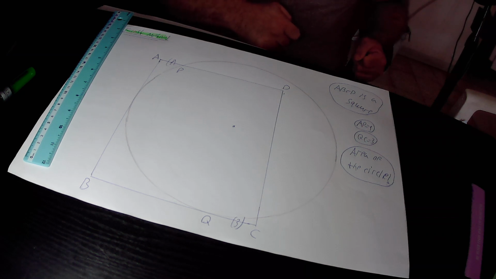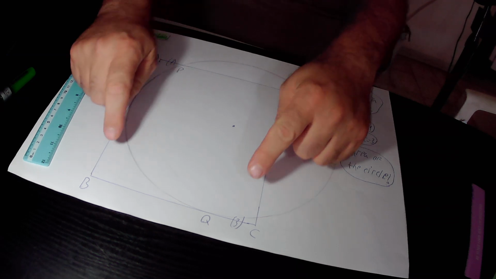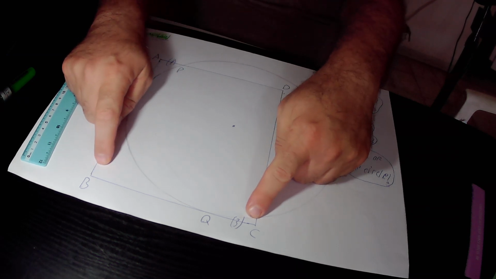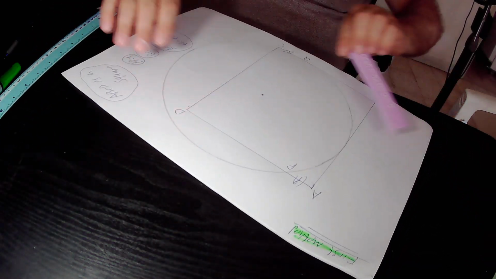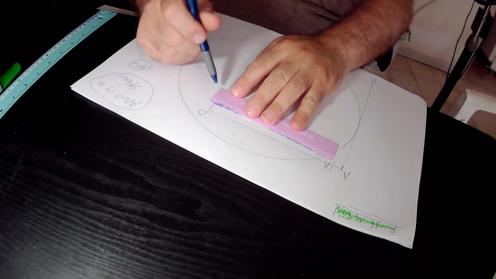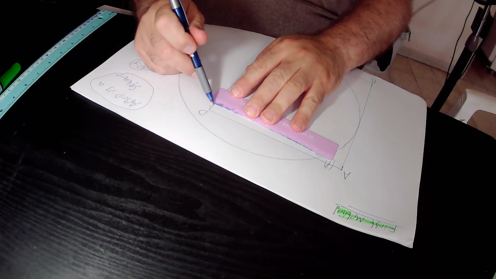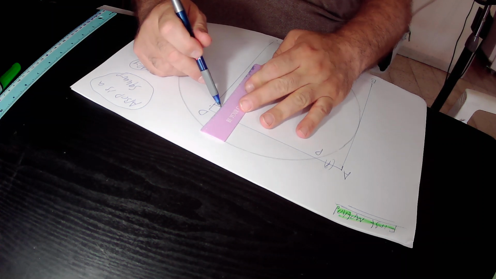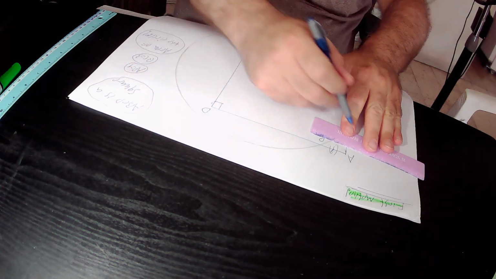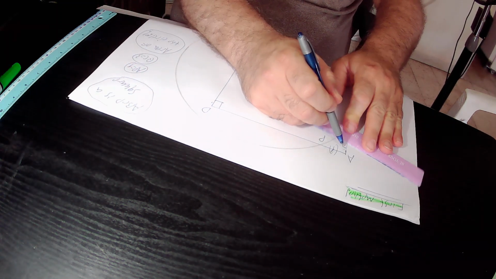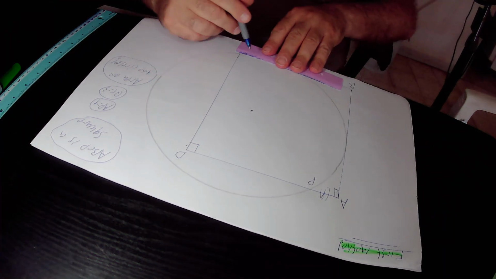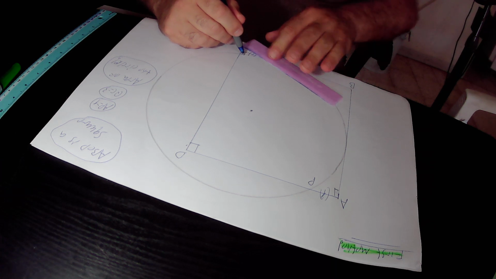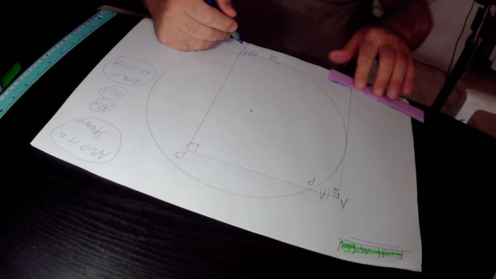So we start with the first method. First of all, we know that all four angles inside square ABCD are right angles. So I'll show you, this is a right angle. This is also a right angle. This is a right angle. And this is a right angle.